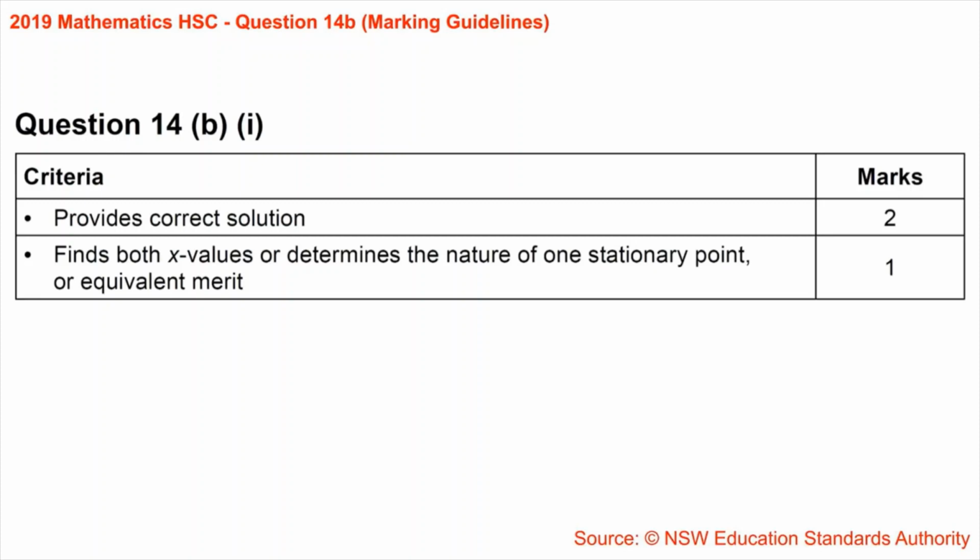The following are the marking guidelines for question 14b, part 1. For 1 mark, we have finds both x values and determines the nature of one stationary point or equivalent merit. And for 2 marks, we have provides correct solution.